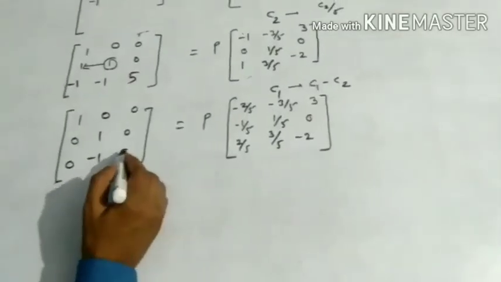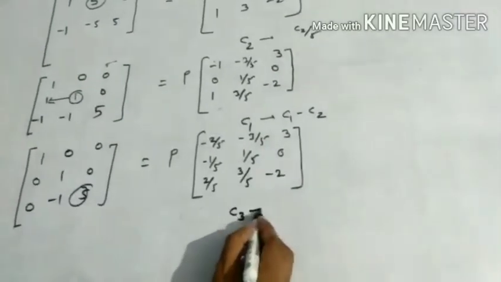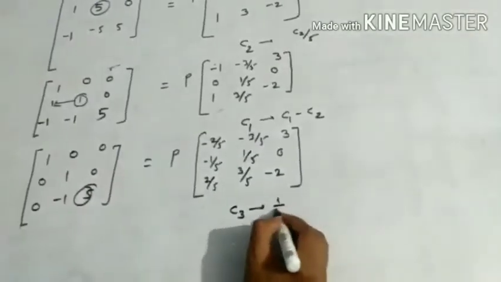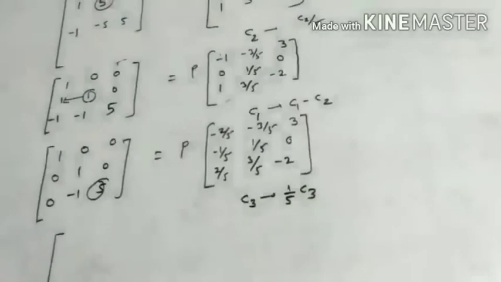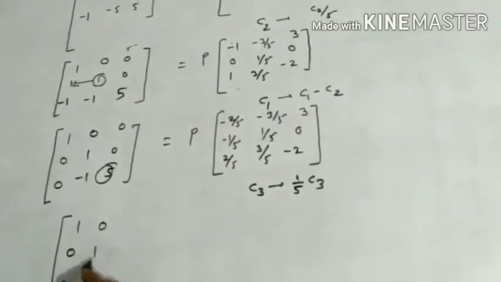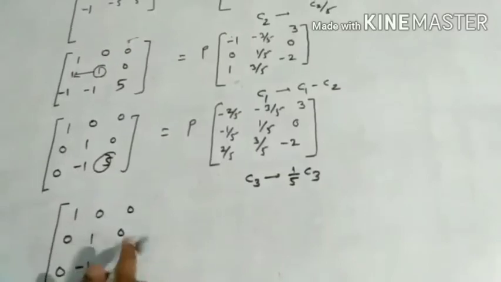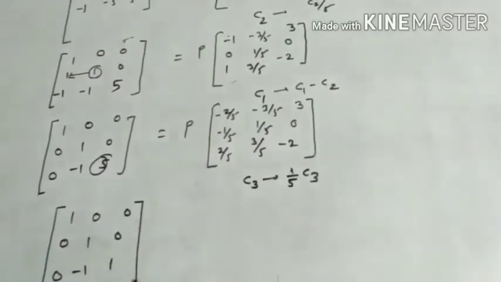Now after that what we are going to do, we want to make this 1. So in C3 what we are going to do, 1 by 5 of C3. So this becomes 1, 0, 0, 0, 1, -1, and here this is the 0, 0, this is the 5 upon 5 meaning this is the 1.